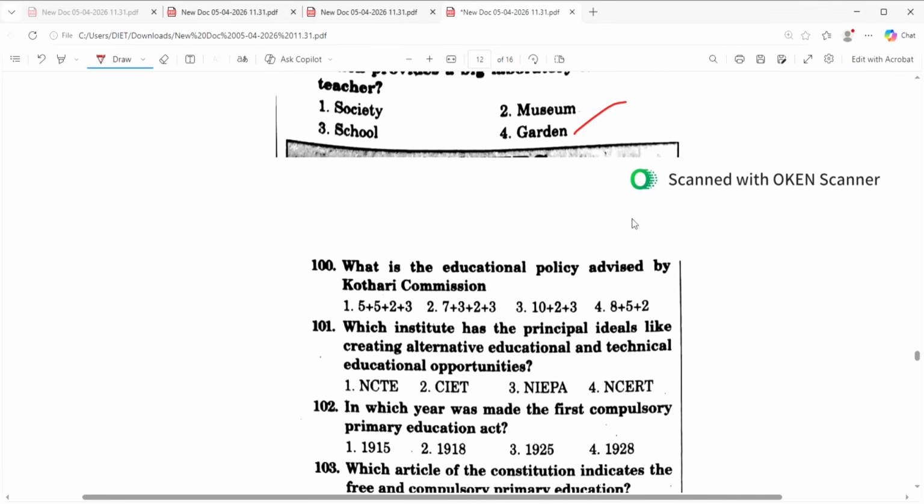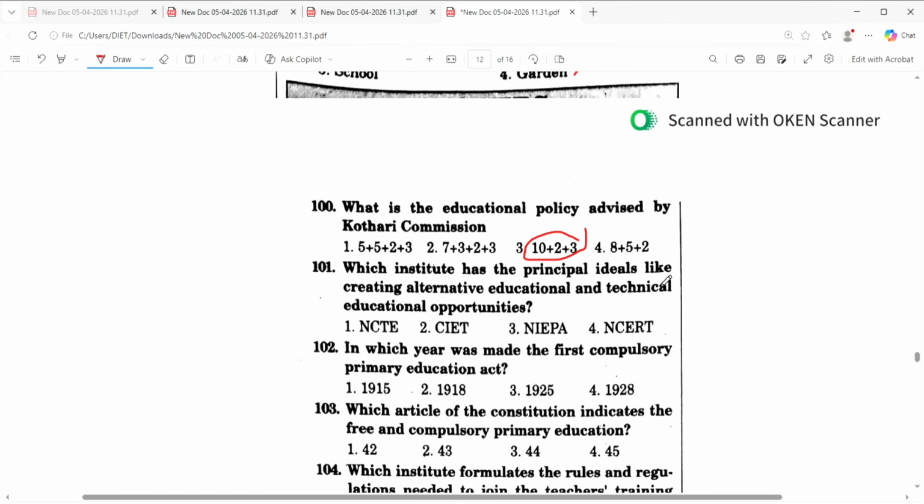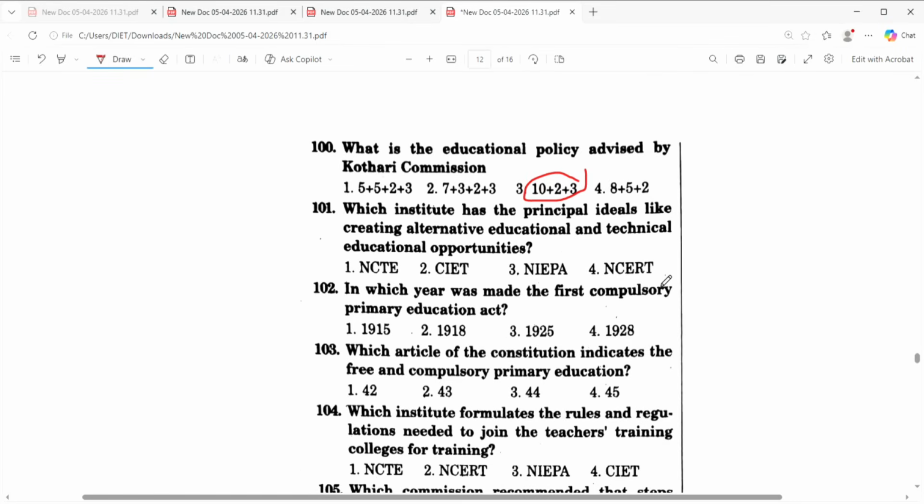What is the education pattern advised by the Kothari Commission? It is 10 plus 2 plus 3. Which institute has the principal ideas like creating alternative education and technical opportunities? Whether NCTE, CIET, NEPA, or NCERT, you see, this is the correct answer. NEPA, the National Institute of Education and Technical Education Opportunities.